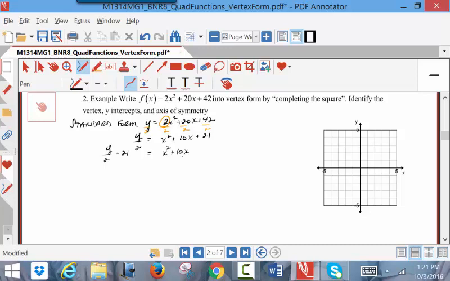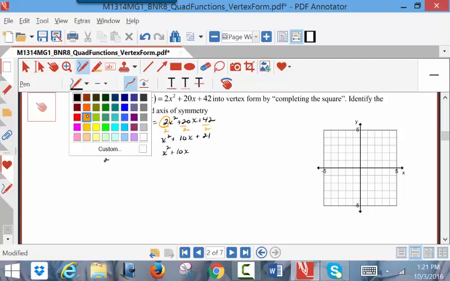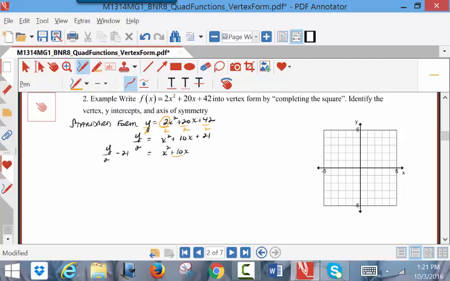Okay, so here comes that weird process. You take a look at that number in the middle, that coefficient of x, and it's a positive 10. You take 10 and divide it by 2, so you take half of the number, which is 5. Then you square it, which gives you 25. Take half of the middle coefficient, square it.